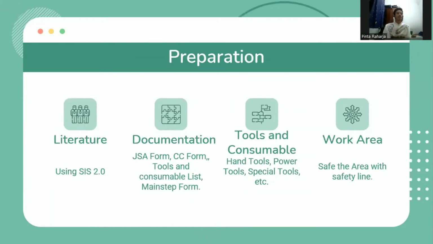For preparation, what should we do when we must prepare? The first is literature. We use SIS 2.0 and documentation. We must prepare JSA form, CC form, tools and consumable list, and one step form. The next is tool and consumable: hand tools, power tools, special tools, etc. And the last is work area, secure the area with safety lane, and the work area with safety area.